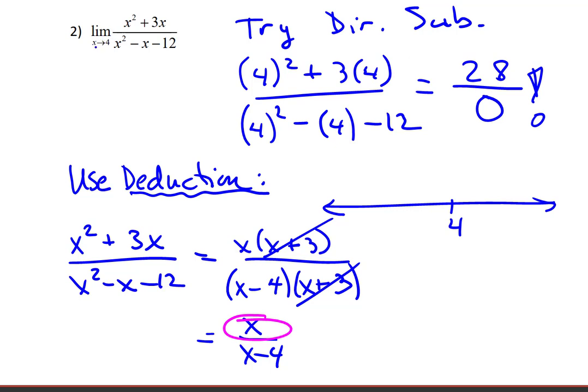Remember that in this problem, x is approaching 4, and it does not specify from one specific side, which means we assume it's from both sides. So our analysis really does have to be from both sides. I'm going to throw in some values surrounding 4. So 3 to the left of it, 5 to the right of it. And let's take a look at our numerator and denominator as they creep through those values, getting closer to 4 from both sides.